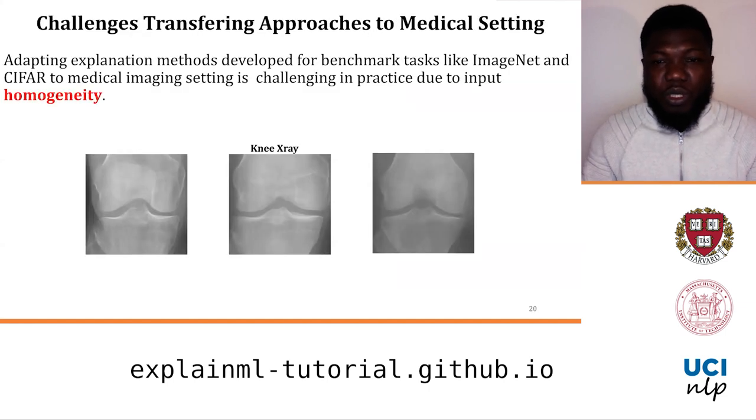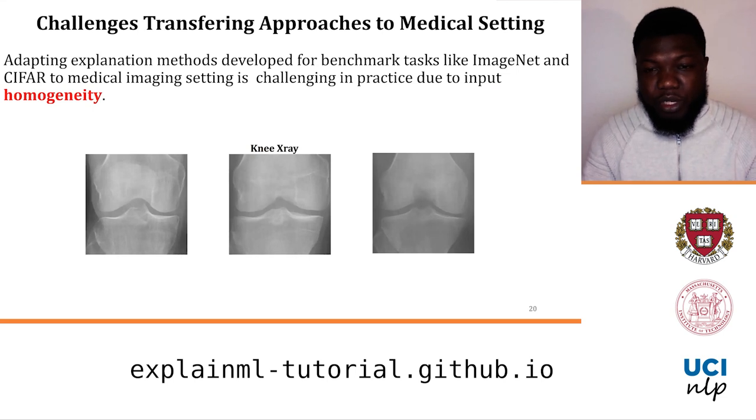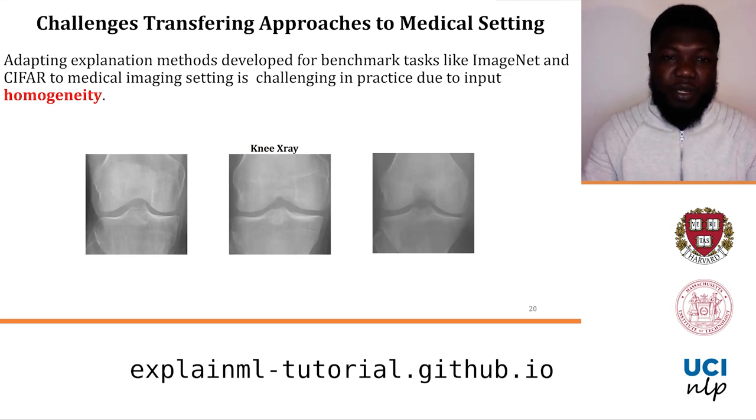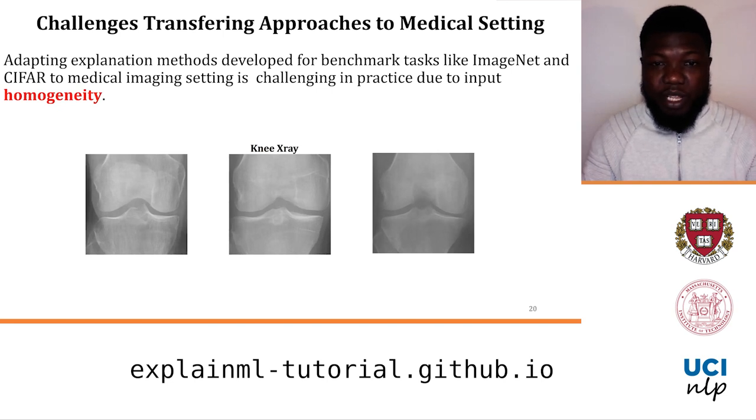And so to conclude this section, there are several challenges that are emerging with the application of explanation methods, especially in the medical imaging domain. Several explanation methods are developed and tailored towards standard architectures on standard data sets. So like VGG16, ResNet 50, Inception V3, trained on ImageNet.